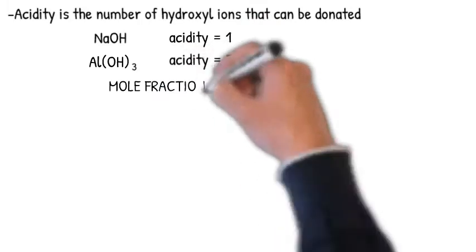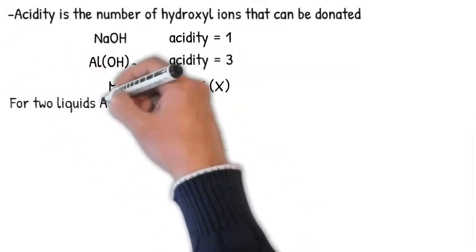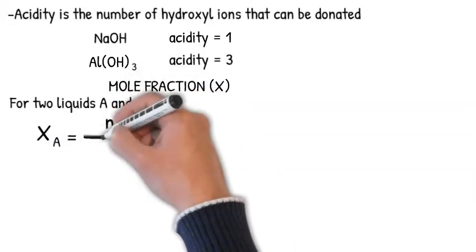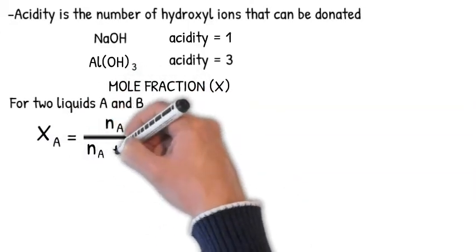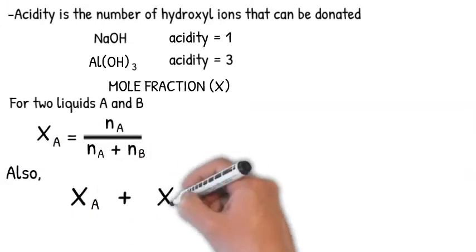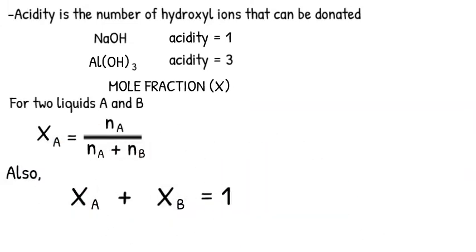Mole fraction. For two liquids A and B, mole fraction of A equals number of moles of A divided by number of moles of A plus number of moles of B. Also, mole fraction of A plus mole fraction of B equals 1.